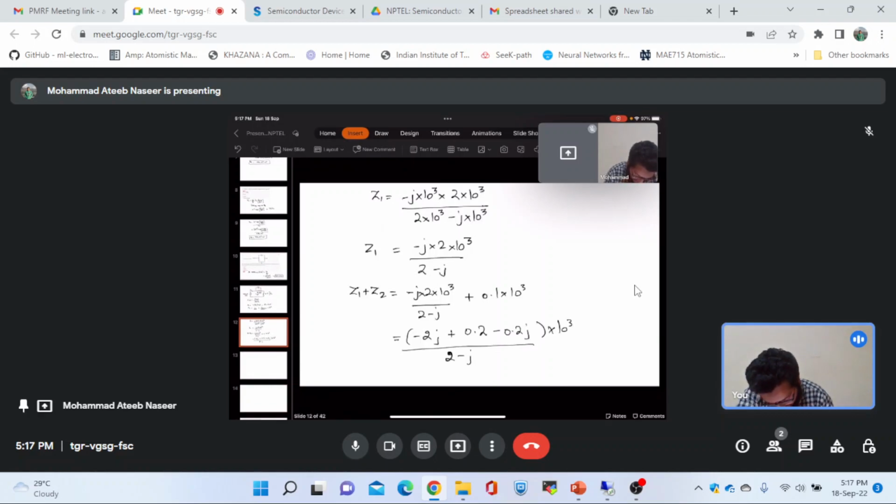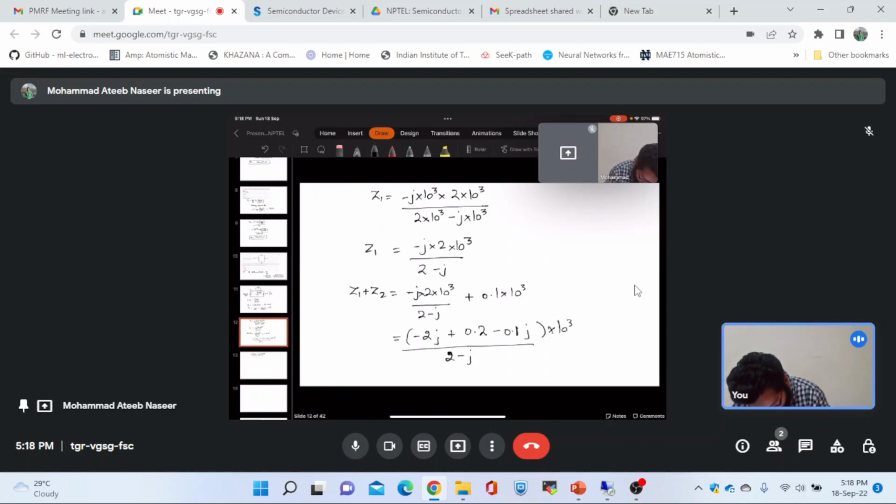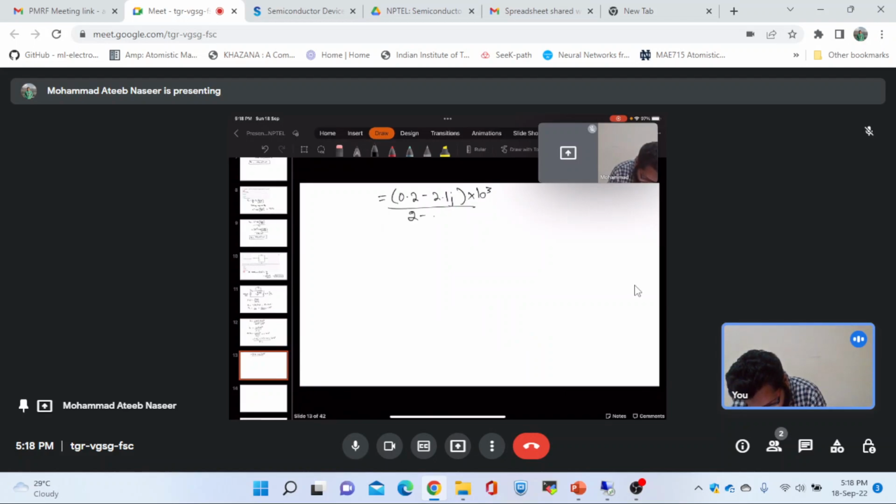So this will become 0.2 minus 2... sorry, this is 0.1. So it will become 0.2 minus 2.1 J. This will be multiplied by 10 to the power 3 divided by 2 minus J. So this is the impedance of the circuit, total impedance.